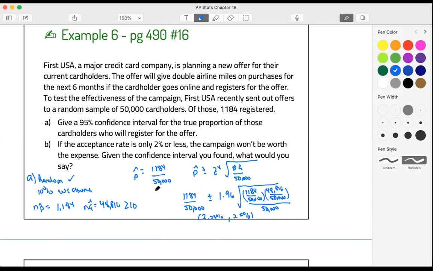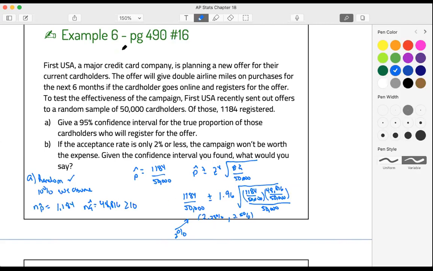Okay. So the confidence interval gives the set of plausible values with 95% confidence. Since 2% is outside the interval, 2% specifically is right here, there is evidence that the true proportion is actually higher than 2%. So the company should be worth the expense. So if the acceptance rate is 2% or less, the company won't be worth it. Ours is going to be higher than that. So it is worth the expense.